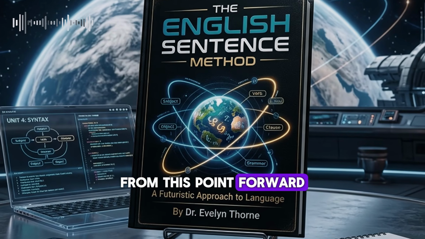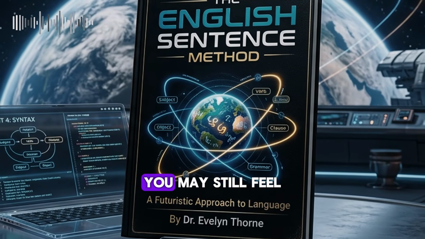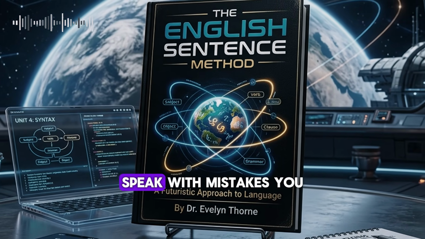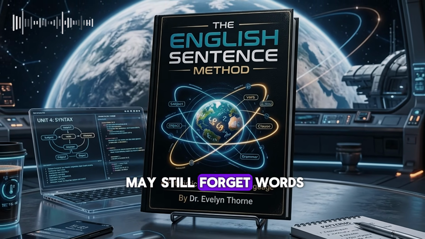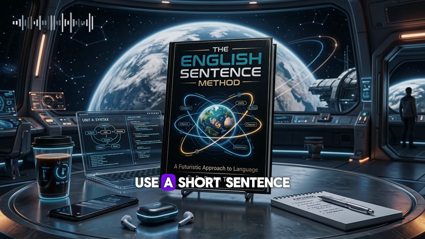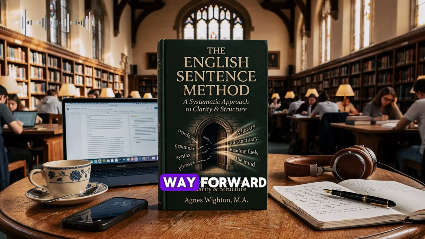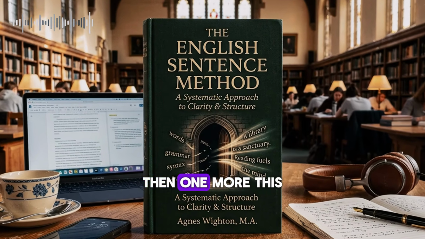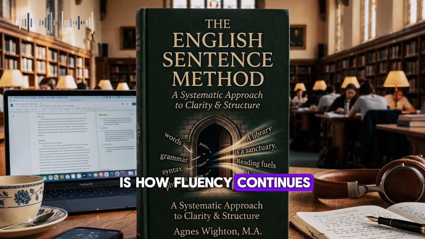From this point forward, do not return to silence. You may still feel fear. Speak with fear. You may still make mistakes. Speak with mistakes. You may still forget words. Explain another way. You may still feel slow. Use a short sentence. There is always a way forward. Say what you can say, then add one more idea, then one more. This is how fluency continues to grow.